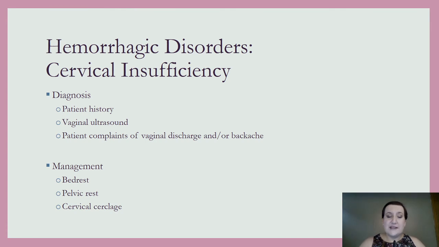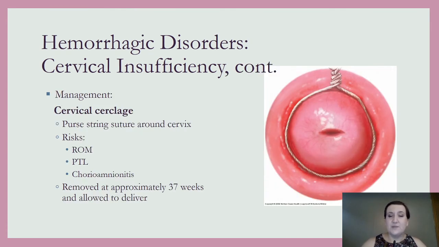So then the next thing is a cervical cerclage, which is here. A cervical cerclage is what we call a purse string suture that's placed around the cervix. 80 to 90% of people who have been identified to have an insufficient cervix and who have a cervical cerclage go on to have a viable pregnancy. So this works once we identify it.